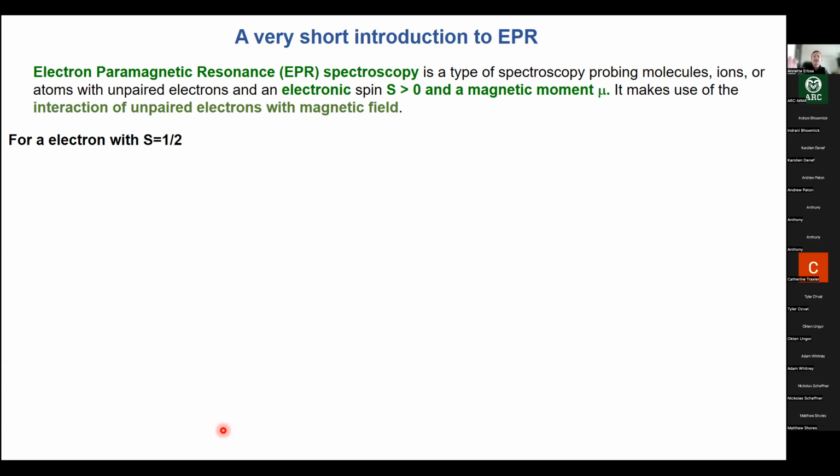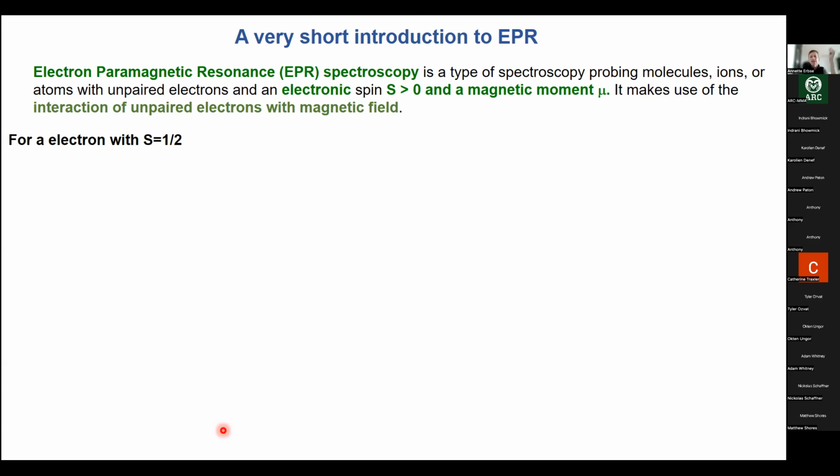So, okay, now we make use in EPR of the fact that our unpaired electron can interact with a magnetic field and with electromagnetic radiation. And in EPR, this is radiation in the microwave range. And for X-band, like I'm going to present today, that's around 9.5 gigahertz. The simplest system is a free electron zooming around.